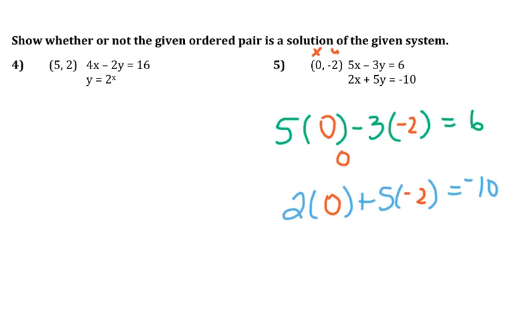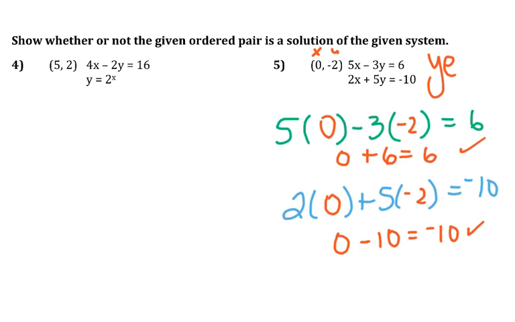So 5 times 0, -3 times -2, that's true. 2 times 0, 5 times negative 2, that's also true. So because both of those are true, this is a solution. 0, negative 2 is a solution, and that's where those two lines will intersect when we graph them.